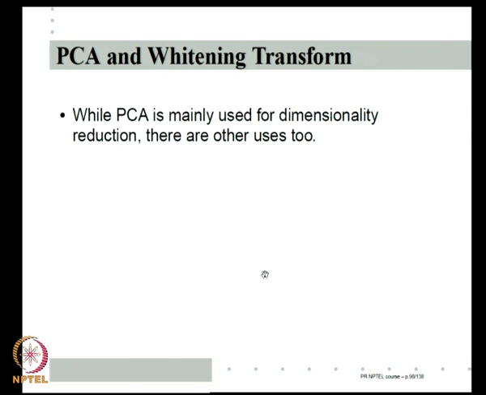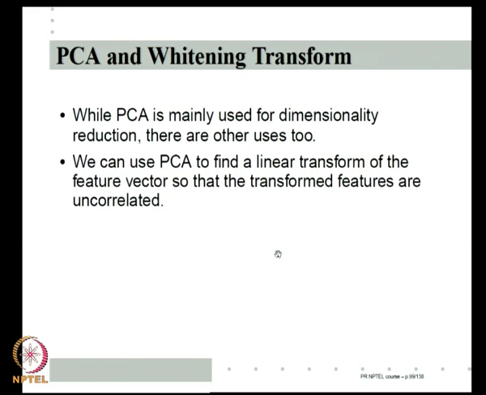We will quickly look at a couple of generic variations of PCA. First is what is called a Whitening transform, because so far we looked at PCA mainly for dimensional reduction, which is its main use. Most of the time it is used as a dimensional reduction technique, but there are other uses, and we will just illustrate one. We can use PCA to find a linear transform of the feature vector, so that the transformed features are uncorrelated.